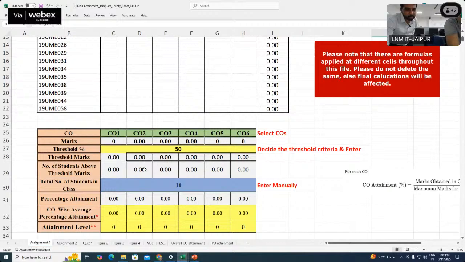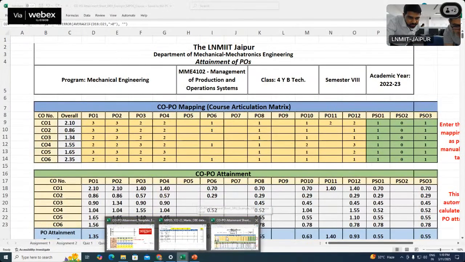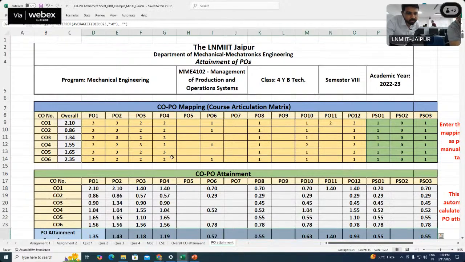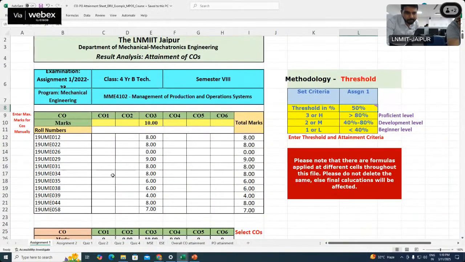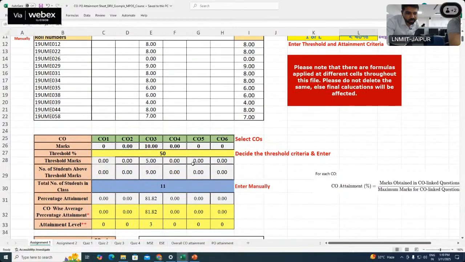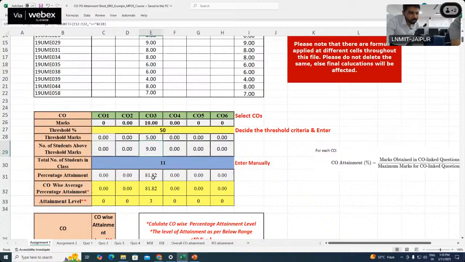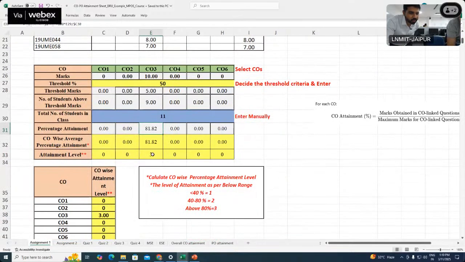So how many students are getting more marks than this threshold? This calculation will come here. Open Assignment 1 once. So above, the threshold is 50%. So how many students are crossing this threshold? That is 9. So based on that, we are getting this. This is simply 9 out of 11. That's why we are calculating 80%. So that is the attainment, and the CO threshold, the CO value, we can set.